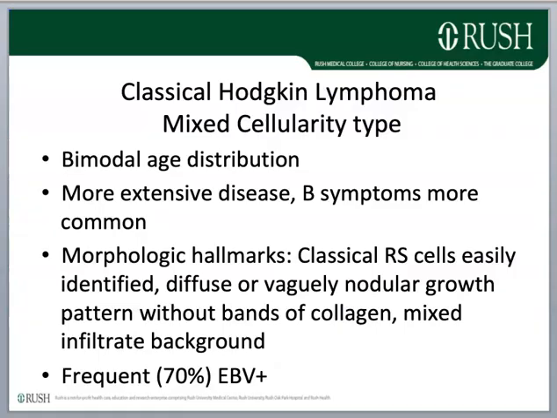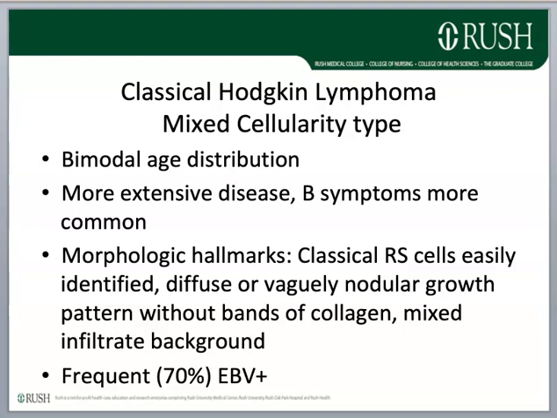The mixed cellularity subtype of classic Hodgkin lymphoma is a more heterogeneous category of classic Hodgkin lymphoma, which may have a diffuse or vaguely nodular growth pattern without the band-forming collagenous sclerosis. You can see fine interstitial fibrosis, but not to the extent as in nodular sclerosis. Classic diagnostic Reed-Sternberg cells in this variant are more easily identified compared to the NS type.